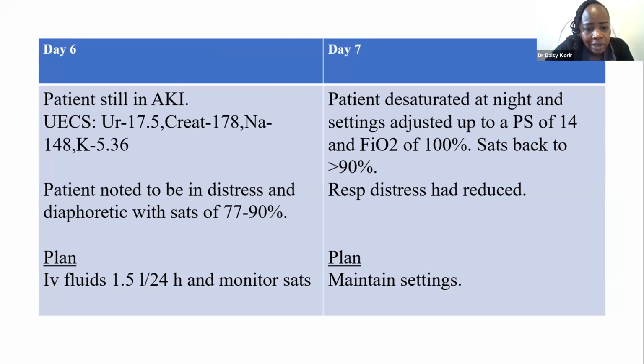So at this point, a decision to try and give a little bit of IV fluids was made, at 1.5 liters in 24 hours, and the saturations were being monitored. The patient still continued to desaturate at night, and so the FiO2 was put up to 100, pressure support of 14, and the saturations came back to above 90.